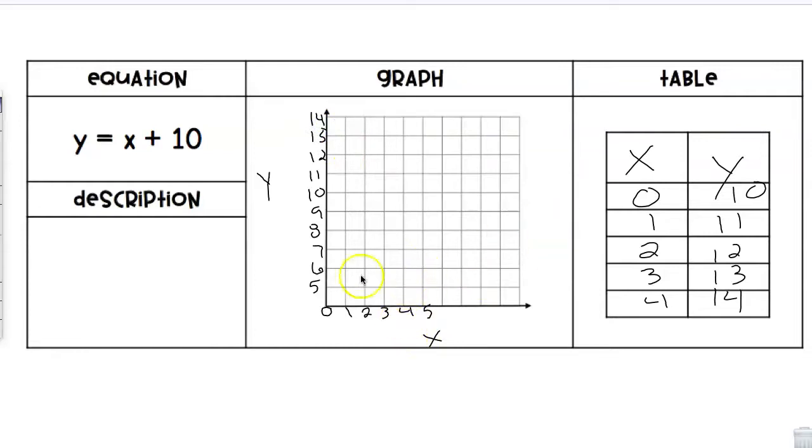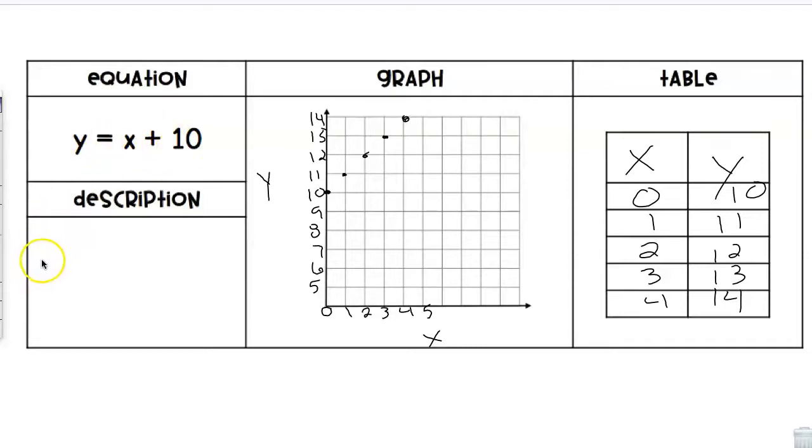Okay, so 0 would be 10. 1 would be 11. 2 would be 12. 3 would be 13. 4 would be 14. And so forth. Okay, and a description. So now I could come up with a description to describe this equation.